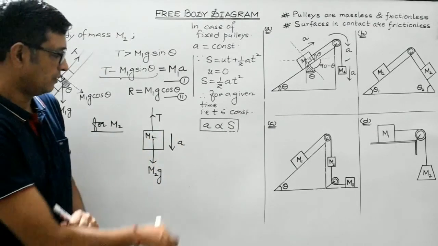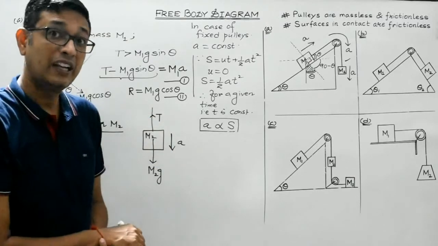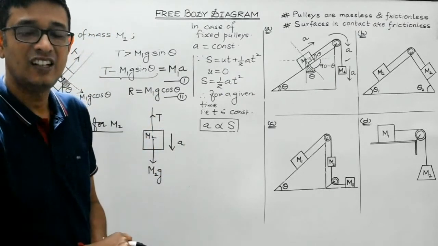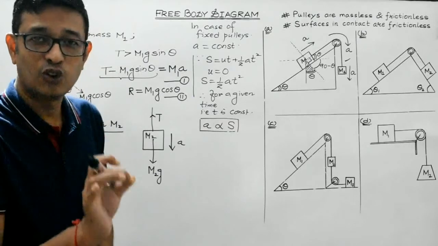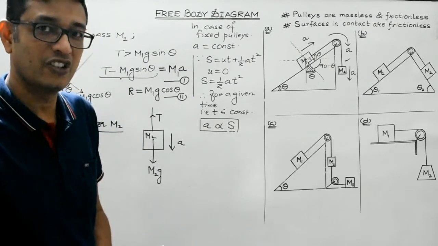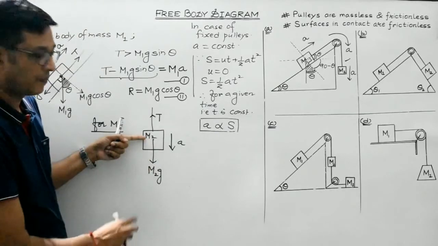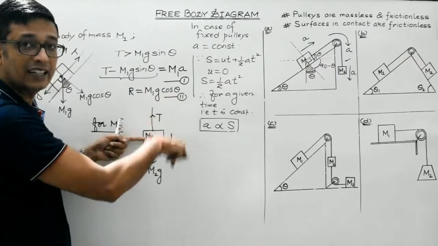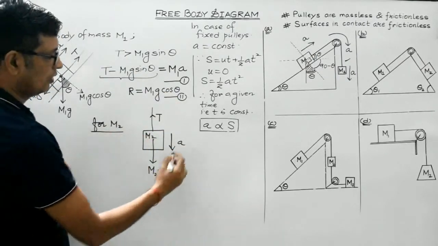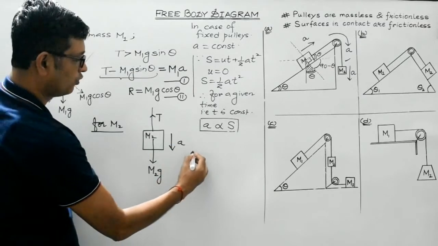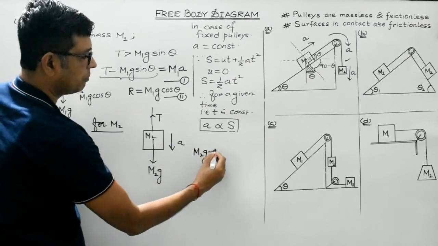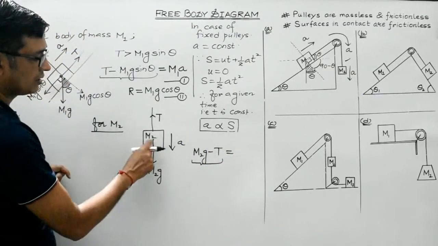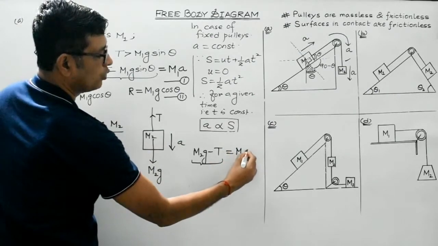So students, obviously, m2g being directed along the direction of the acceleration of the body must be greater in magnitude as compared to the tension, isn't it? And as per Newton's second law, net force acting on a body is equal to mass into acceleration. So what is the net force acting on this body? m2g minus T, because m2g is dominating, it is along the direction of acceleration of the body. So the equation for body of mass m2 would be m2g minus T. This is the net force acting on the body, and it is equal to mass into acceleration, that is m2 into a.